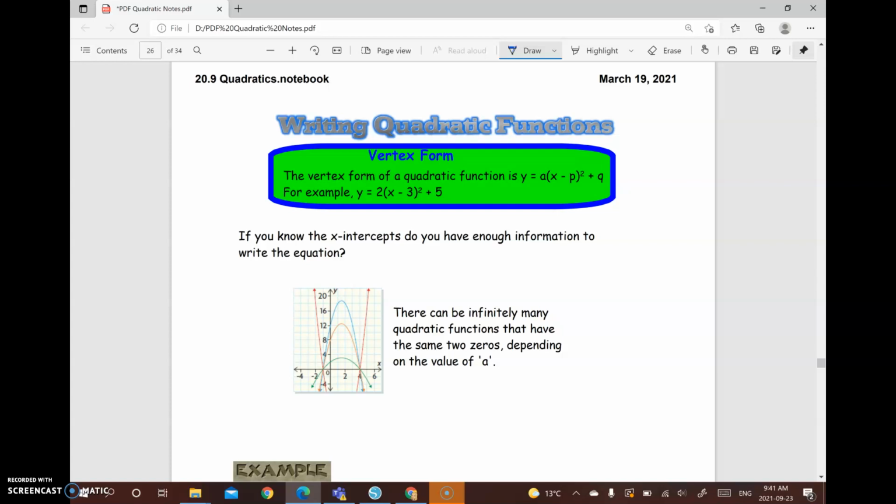The answer is false. There can be infinitely many quadratic functions that have the same two zeros depending on the value of a. So in this picture, you can see that all these quadratic functions have the exact same zeros, but they're all different.